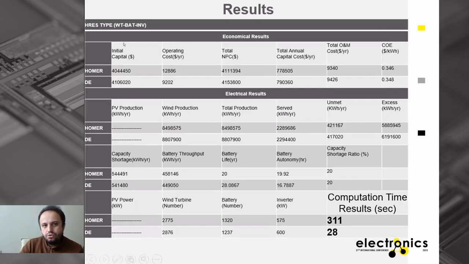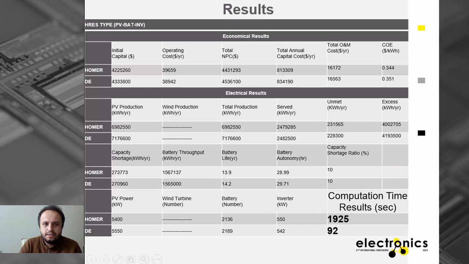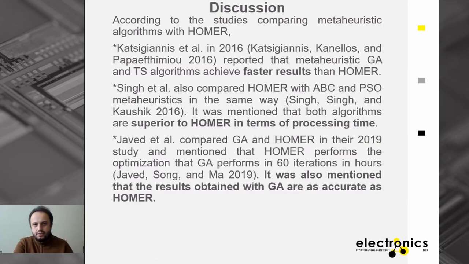And the other one, wind turbine, battery, and inverter. As you see here, again, the results are very close to Homer, and the computation time is very superior compared to Homer. And the last one is the PV, battery, and inverter system. Again, the results are the same, but computation time is better with the differential evolution algorithm. And as I stated before, there is no capacity shortage used in metaheuristic algorithms, and metaheuristic algorithms are faster than Homer.